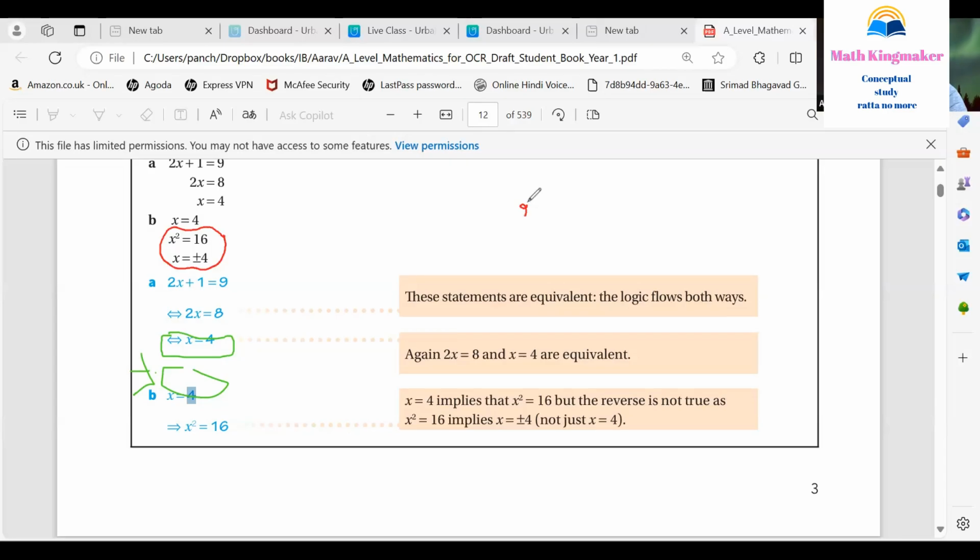So if x squared is equal to 16, then x is plus minus 4. But is the reverse true? If x squared is equal to 16, then only x equals plus minus 4. Is it true? If x squared equals 16, then only. So which two are true?